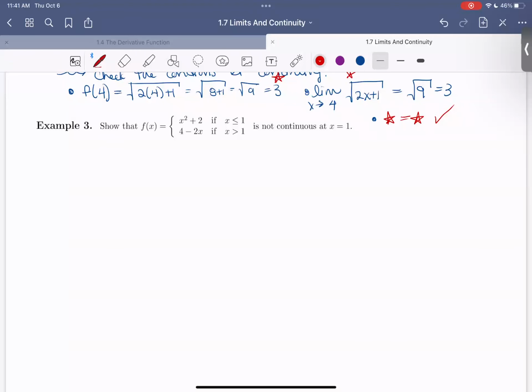Hello, everyone. In this video, we're going to cover example 3 from the notes of section 1.7, limits and continuity. I strongly encourage you to try out this example first before continuing this video.